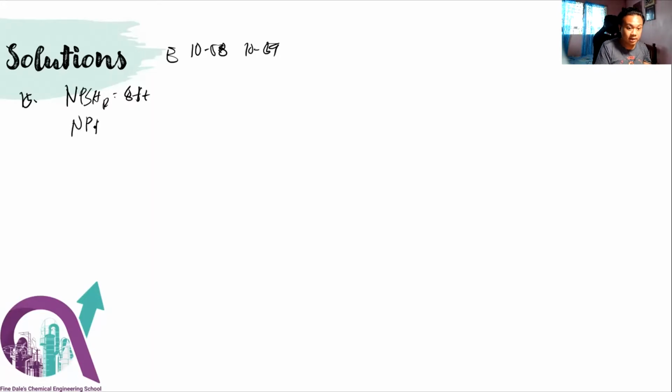Okay, NPSHA. So NPSHA is NPSHR plus 5 feet, so that's 8 plus 5, we have 13. If you multiply 8 by 1.35, it's less than 13. So choose the larger number.